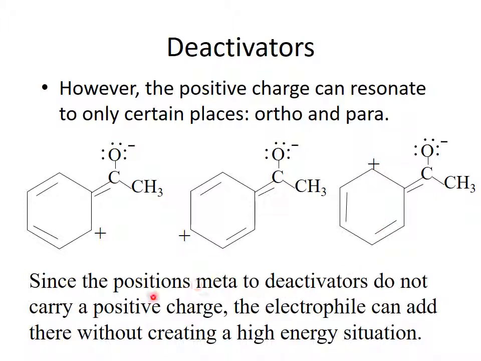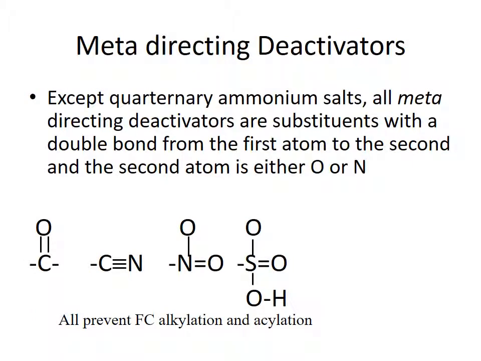The only positions that don't have positive charge remaining in them, right here and right here, the meta positions, those actually are not deactivated, and electrophilic addition can go there. Because the positive charge is residing primarily in the ortho and para positions, when an electron withdrawing group like this is present, you get meta direction. So these are the meta directing deactivators.